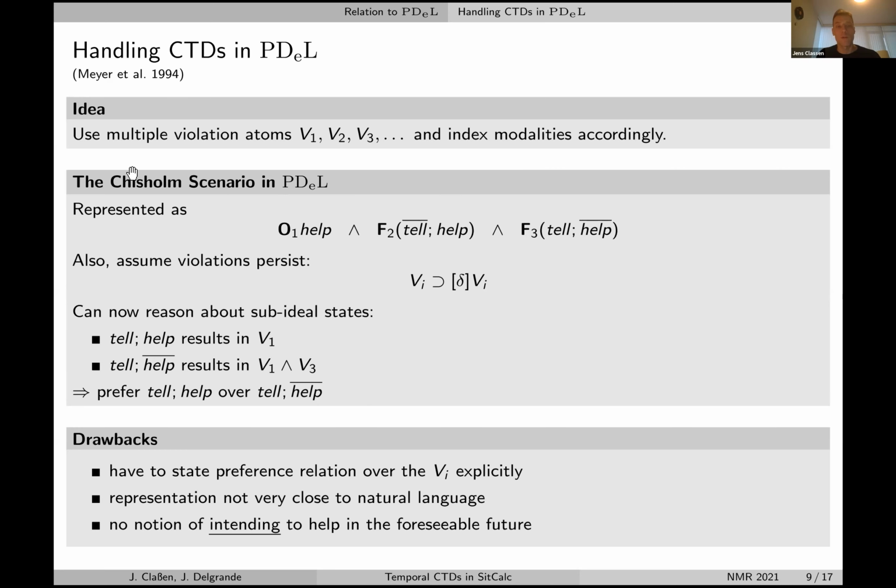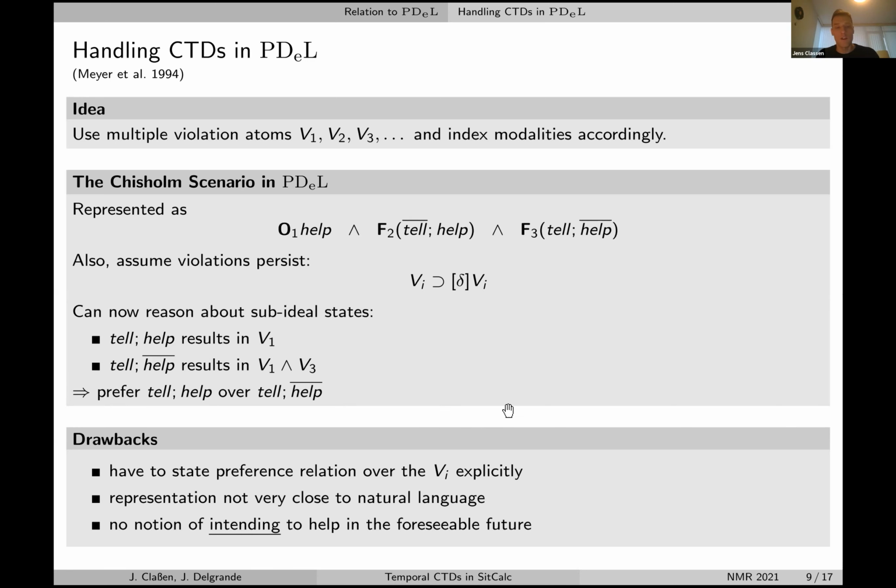And so we would represent the Chisholm scenario as saying, O1 help, and it is forbidden according to norm number 2 to not tell and then help, and it is forbidden according to norm number 3 to tell and then not help. And basically this then tells us that if you tell and then help, then you have only one violation, but if you tell and not help, then you have 2 violations, and so the latter would be preferred over the former. This has a number of drawbacks.